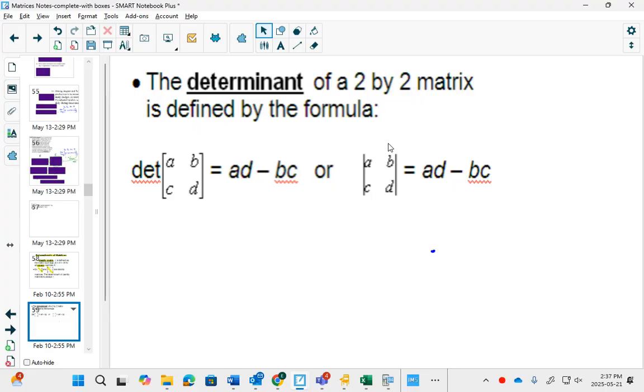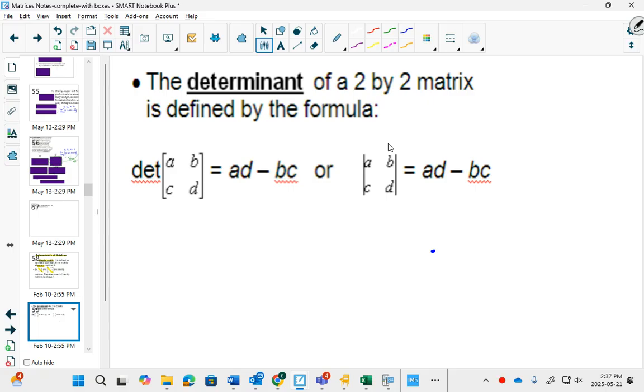So what is a determinant? Well, here's the algebraic definition of a determinant. And we write determinant either with det in front of a matrix, or we use straight bars. So you know how a matrix has sort of square brackets? If you have straight bars, that's saying, can you find the determinant? And the algebraic definition of the determinant is that it is AD minus BC.